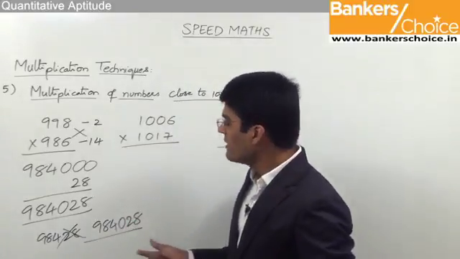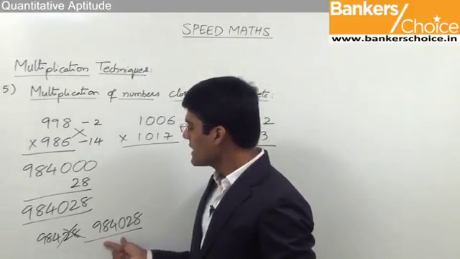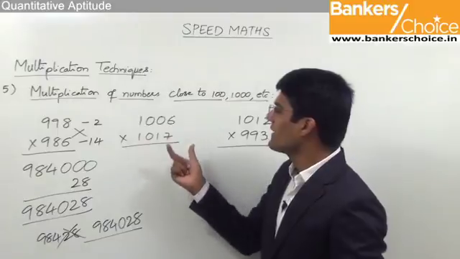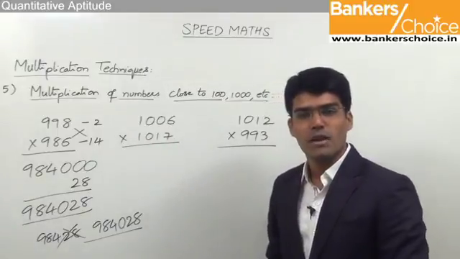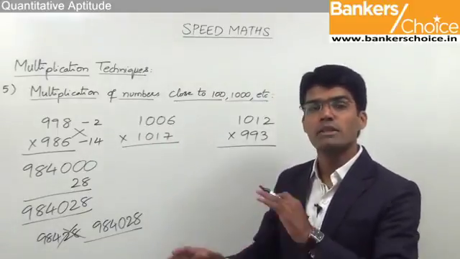So if you are comfortable, you can directly take the answer as 984028, or you write 984 with 3 zeros and then add 28. Let us take 2 more examples on this. Now the next one here is 1006 into 1070. Both the numbers are more than 1000.